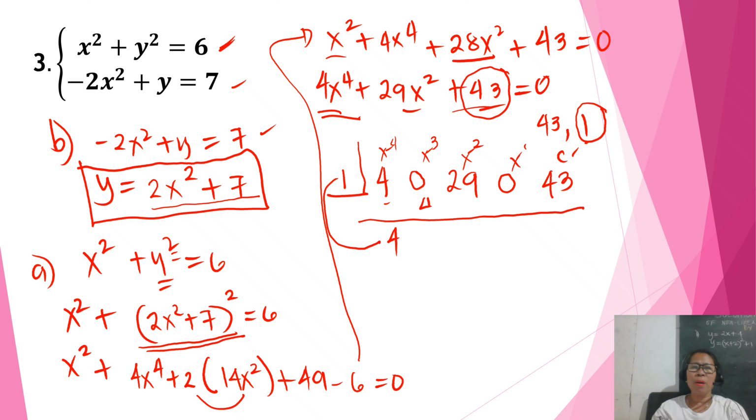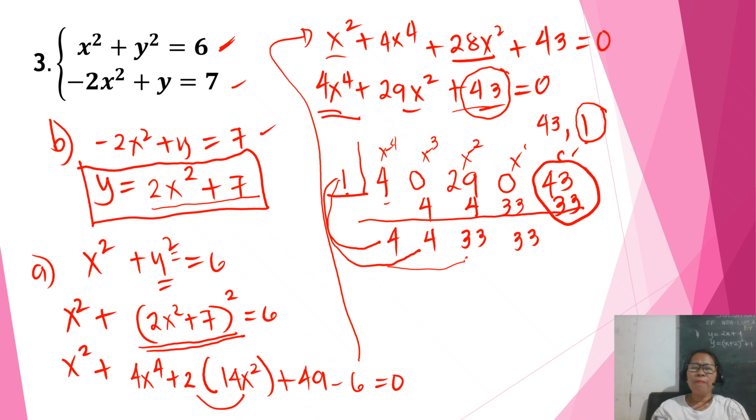We have a 4. Then you will add them vertically. So 0 plus 4 is 4. We will multiply the 1 times 4, so it will be 4. And you will now add 29 plus 4. That will be 33. And then 1 again times 33 will be 33. And again, 0 plus 33 is 33, and then 1 times 33 is 33.